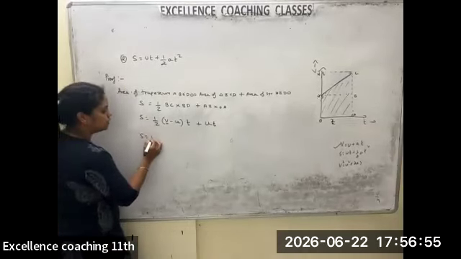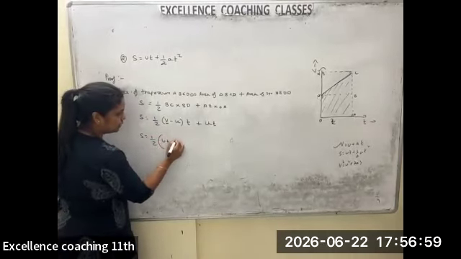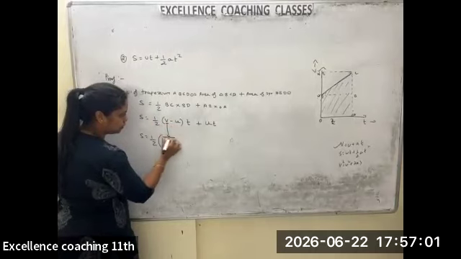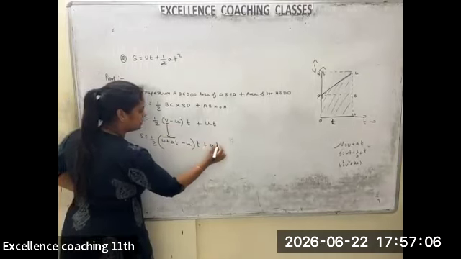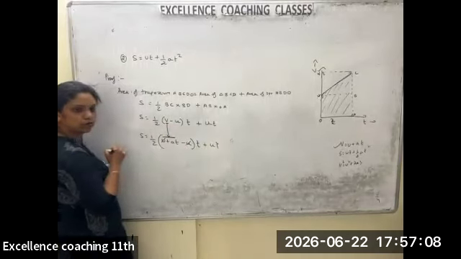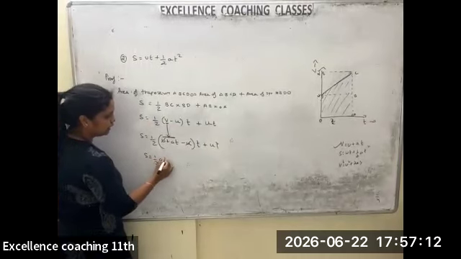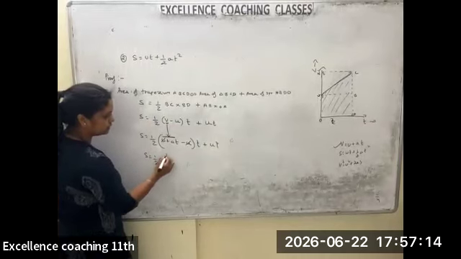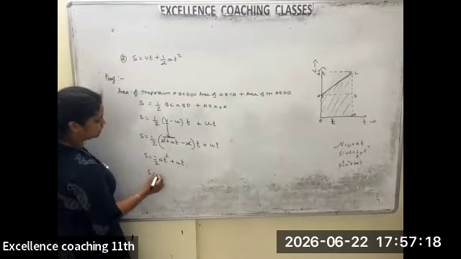Okay. S is equal to half. I'll substitute as U plus AT. Full term, minus UT plus UT. These two terms are getting cancelled out. So S will be half AT square plus UT. So if I rearrange it, it will be UT plus half AT square.